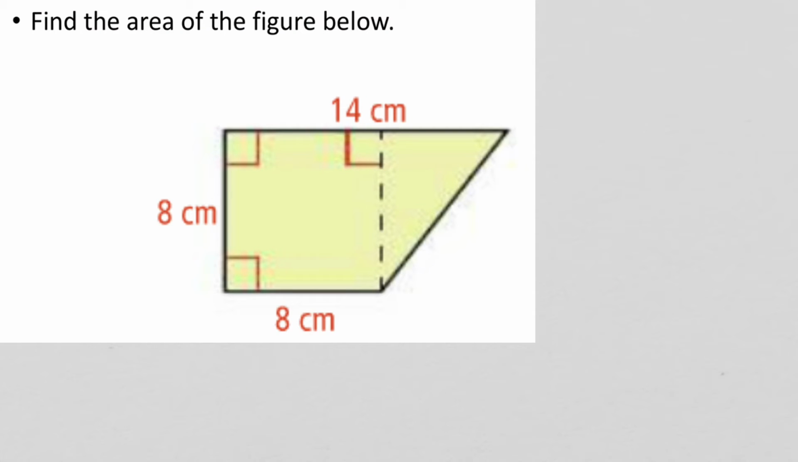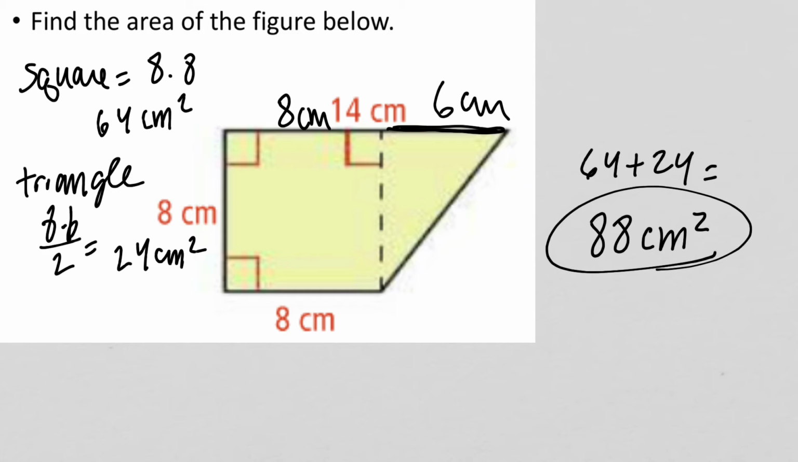All right, here's a composite figure. You want to find the area of the figure below. Well, we have a square with a triangle here, so I can move this 8 up here. So this is 8 centimeters. And from here to here for this triangle, 14 minus 8 is 6 centimeters. Now I can find the area and add them up.